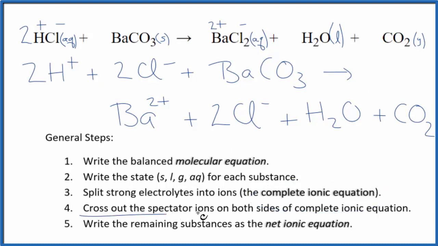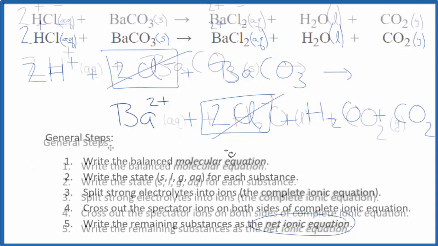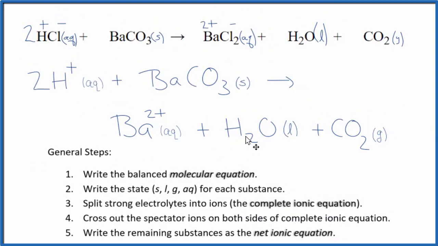Now we can cross out these spectator ions. They're on both sides. Let's see, we have the reactants and the products. I see that we have 2 chloride ions here in the reactants and then 2 in the products. So those are spectator ions. We can cross those out, but everything else is unique. So that makes this the net ionic equation for hydrochloric acid plus barium carbonate. I'll clean it up and write the states in. We'll have our net ionic equation. So this is the balanced net ionic equation for HCl plus BaCO3.